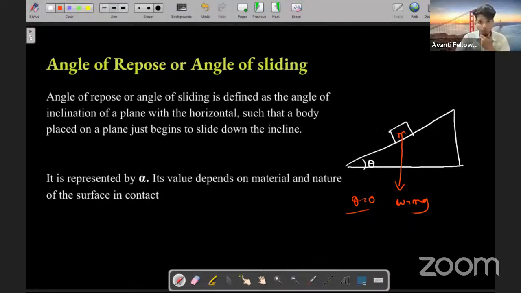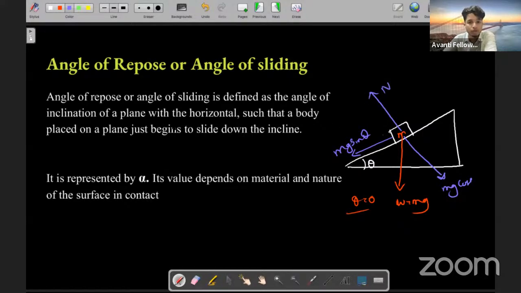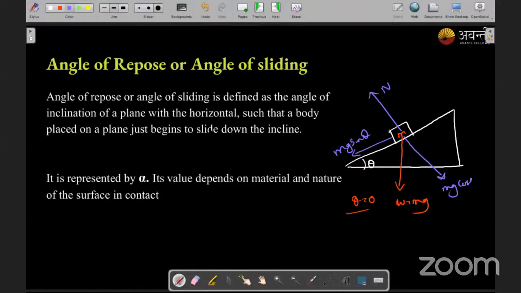When we were talking about the second law of motion, I told you directly that there is a component acting, mg sin theta, and another component, mg cos theta, and a normal force acting. Do you remember this, students? Let me know. Yes, very good.